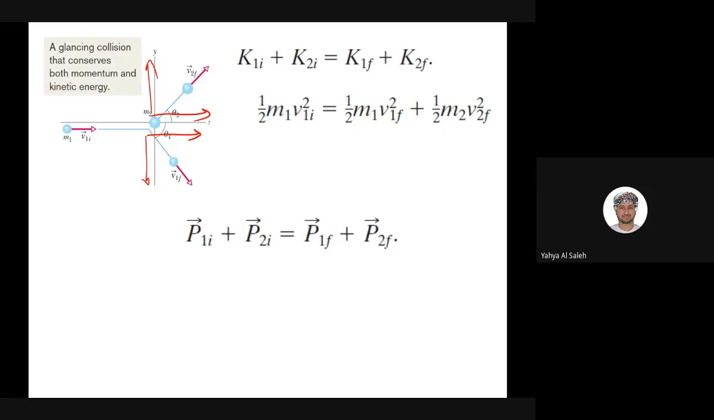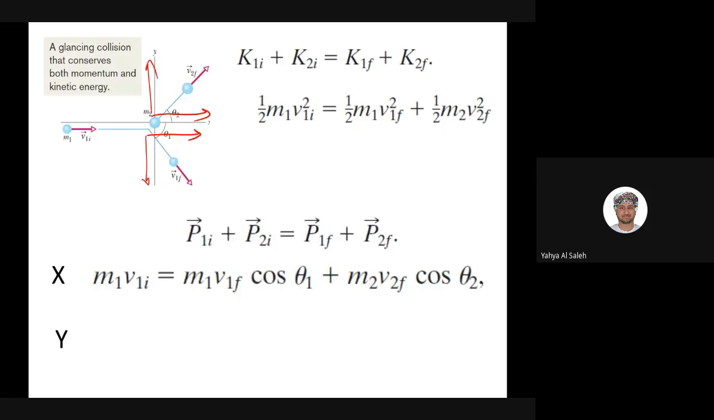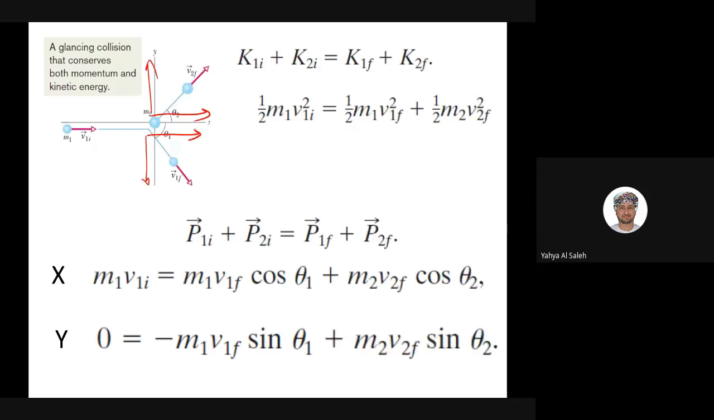Now we come to momentum. We need to do it in components. Initially, we have m1 v1, which is purely in x direction. This would equal m1 v1f cosine plus m2 v2f cosine. Only the x components. Same thing in the y-axis, but we have a minus here because it's now in the down direction. Is this clear? Anyone confused by this?